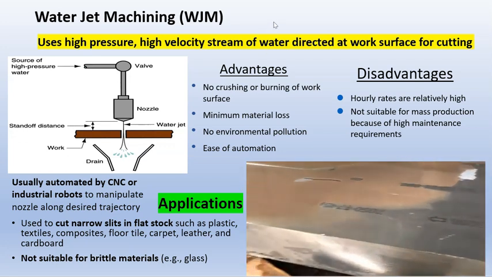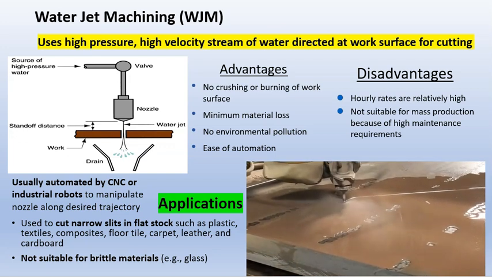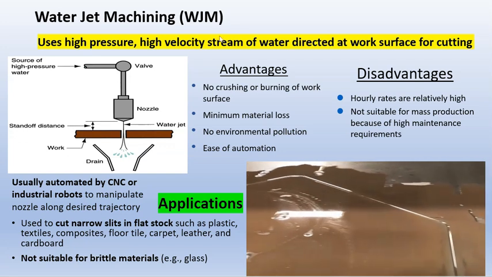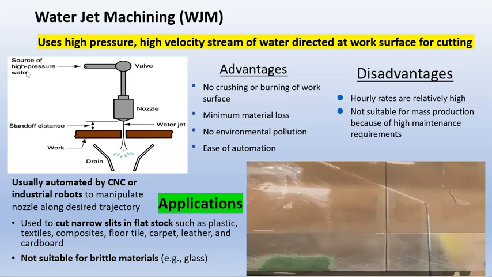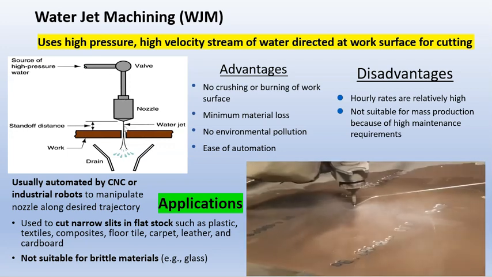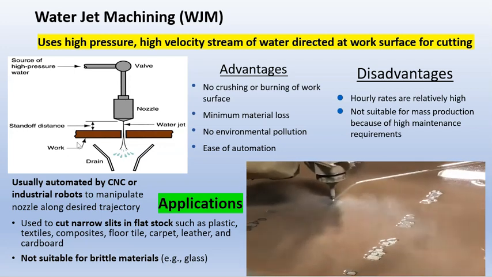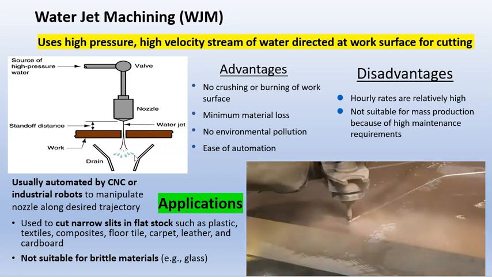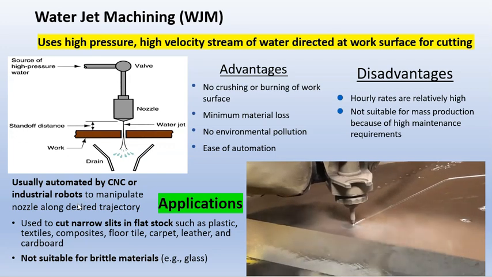Okay, they are using water to cut, in which the water must be a high pressure, high velocity stream directed at the work surface for cutting. So we can see that this is the diagram for the water jet machining, in which they make sure the water is at high pressure and high velocity, and they must have a drain for the water to go out. Usually controlled by the CNC.